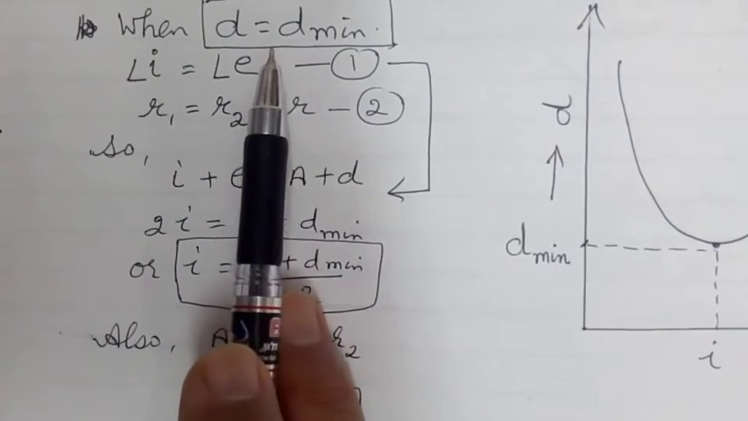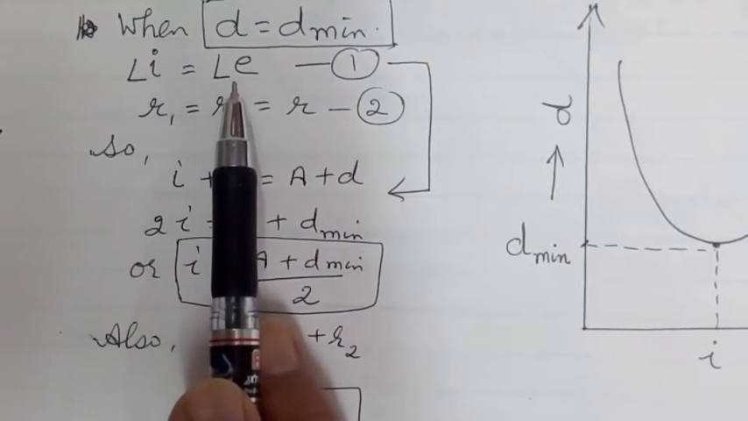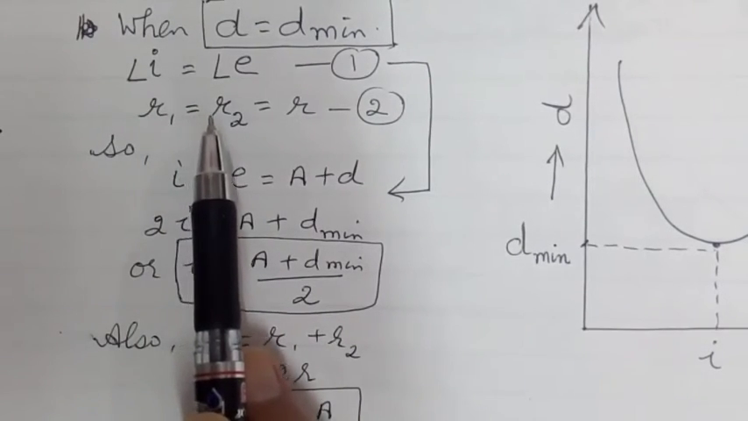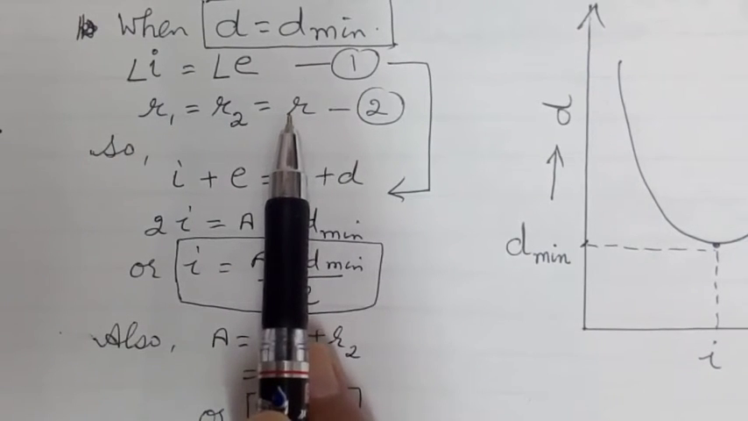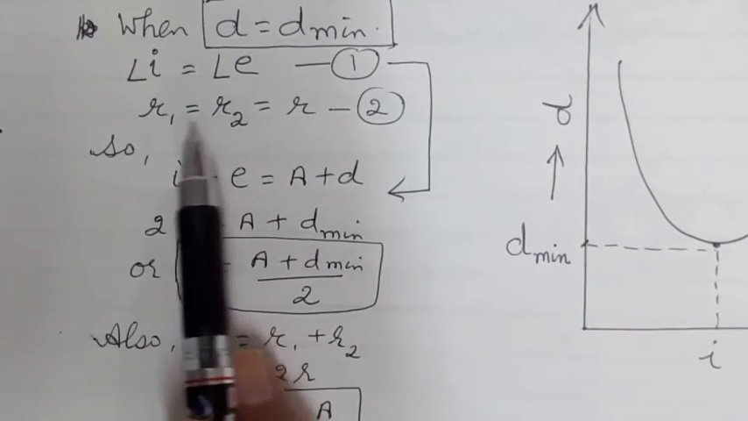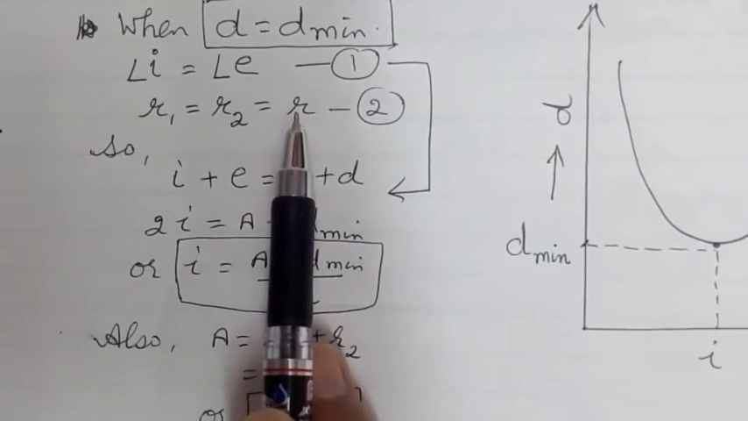If D is equal to minimum, in that case the angle of incidence I becomes equal to E, and R1 is equal to R2 is equal to R. The two refractive angles in the prism, which we marked as R1 and R2, are both equal. And if that happens, the ray becomes almost parallel to the base.